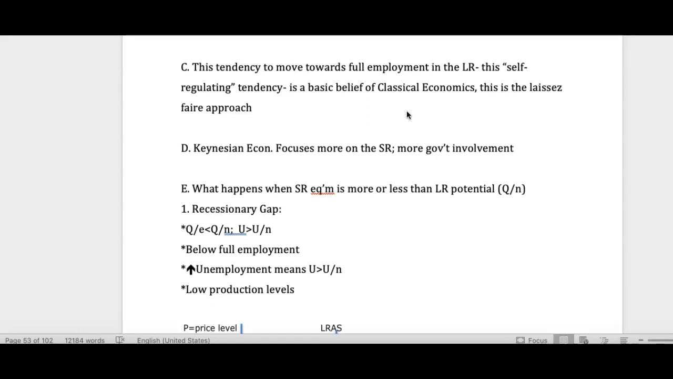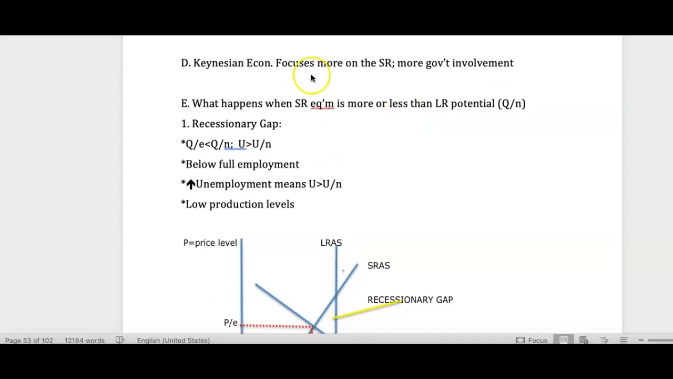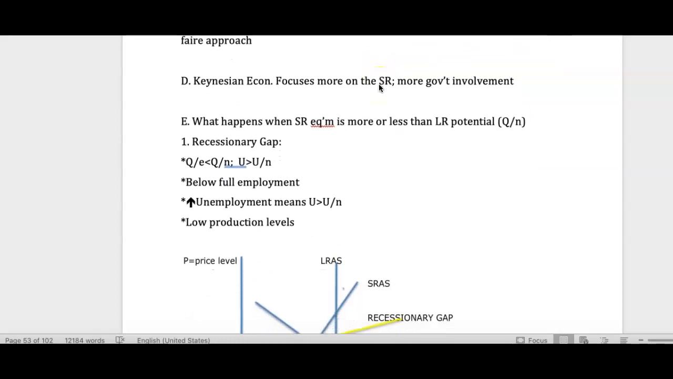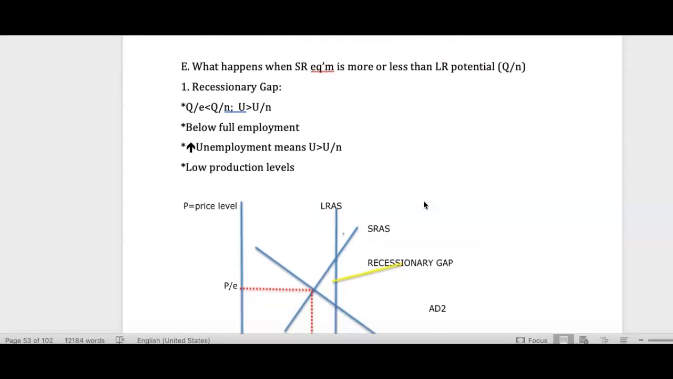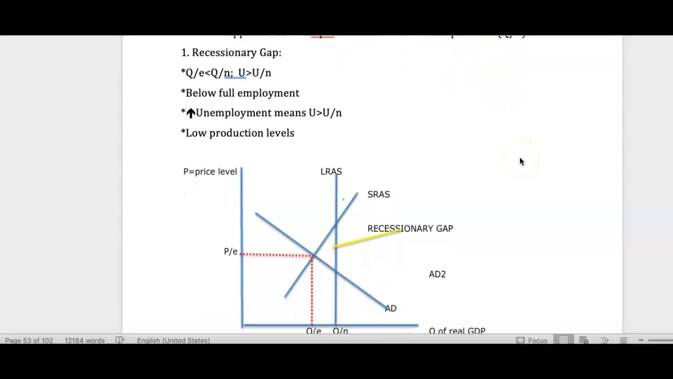So the basic premise here is if you leave the economy alone, if there is not a lot of outside influence in the form of government, then the economy will self-regulate. So that's the difference between Keynesian economics and classical or neoclassical. Keynesian economics focuses more on the short run and more government involvement. So what happens when the short run equilibrium is greater or less than the potential? Well, that's when we have a gap. So we can either have a recessionary gap or an inflationary gap. So let's go with the recessionary gap first.